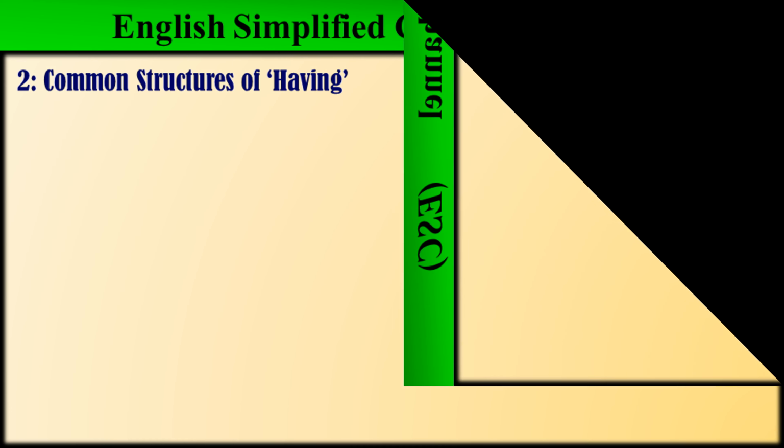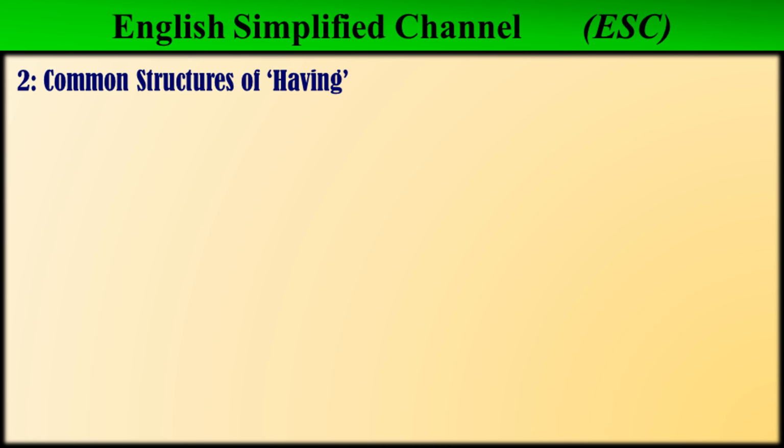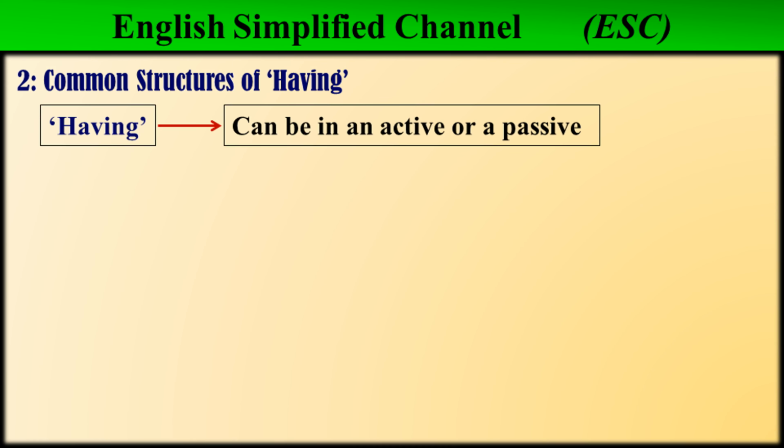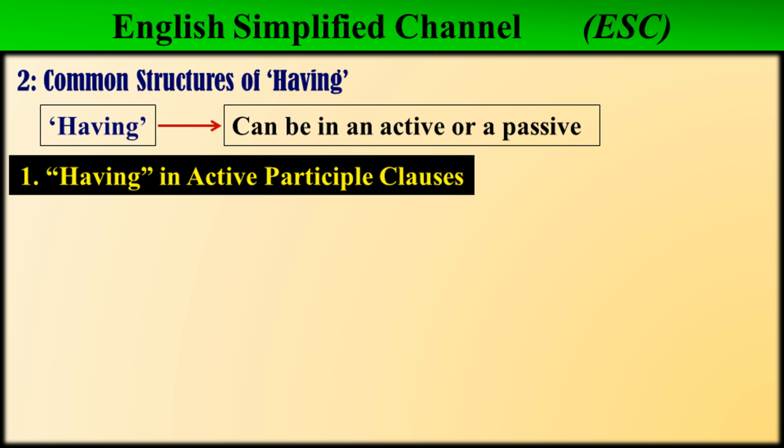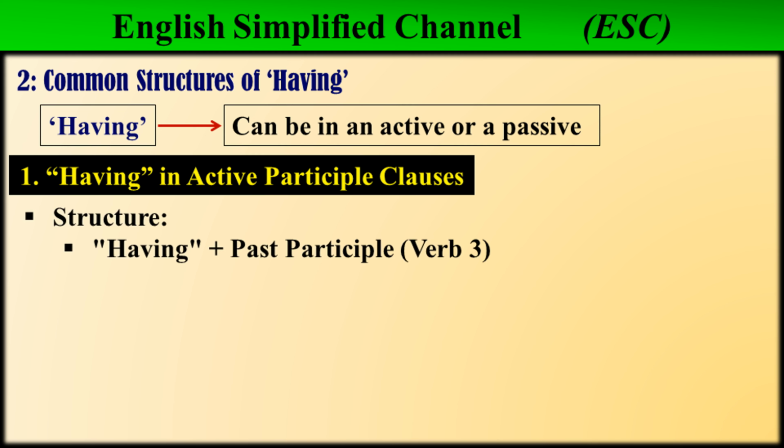Section 2, common structures of having. When having is used at the beginning of a sentence, it can introduce either an active or a passive participle clause. Here's how to distinguish between the two. 1. Having in active participle clauses. These clauses describe an action performed by the subject of the main clause. Structure: having plus past participle, active voice.